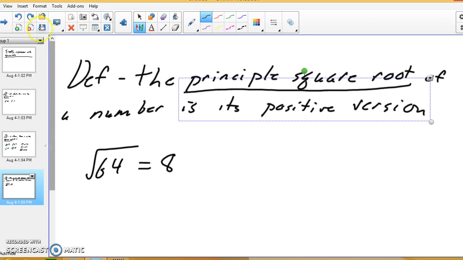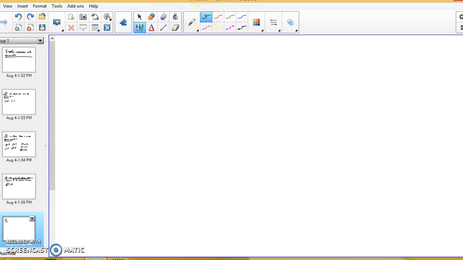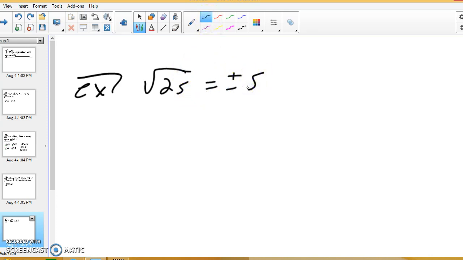So we're just going to go through and find the square roots of certain numbers. For example, what is the square root of 25? Well, again, square root. So what times itself gives us 25? That would be positive and negative 5, where the principal square root would simply be positive 5. So again, there's nothing too complex when it comes to square roots. It's just figuring out what number multiplied by itself gives us that number.